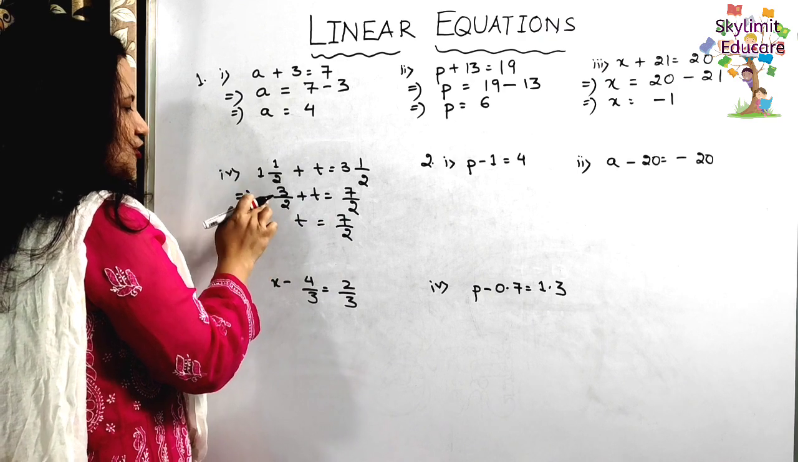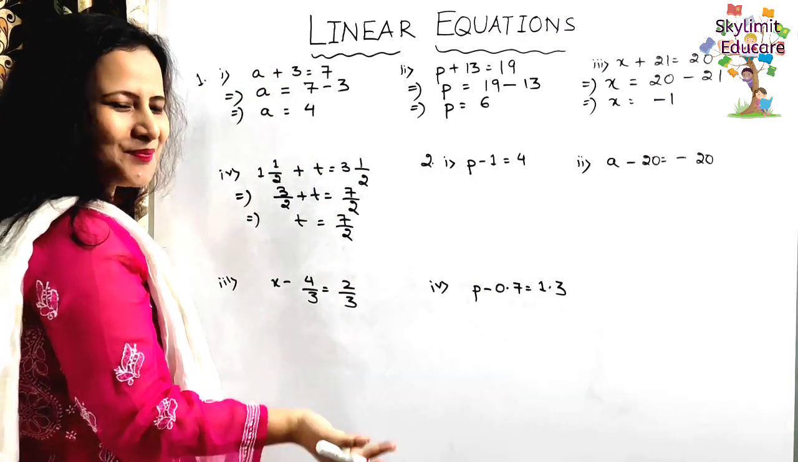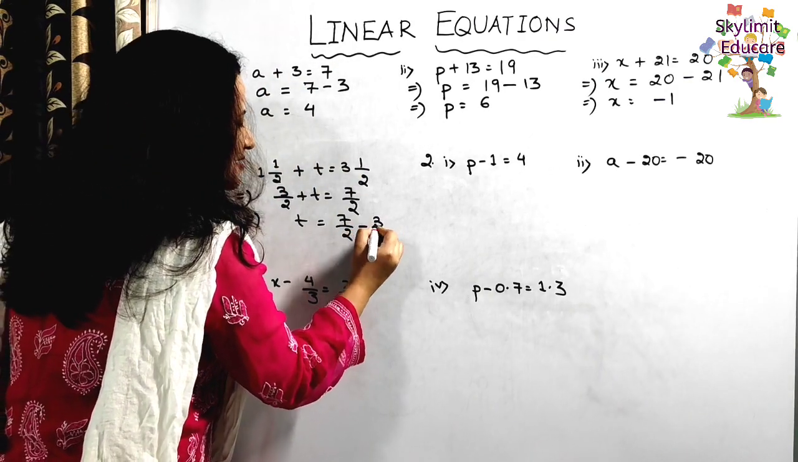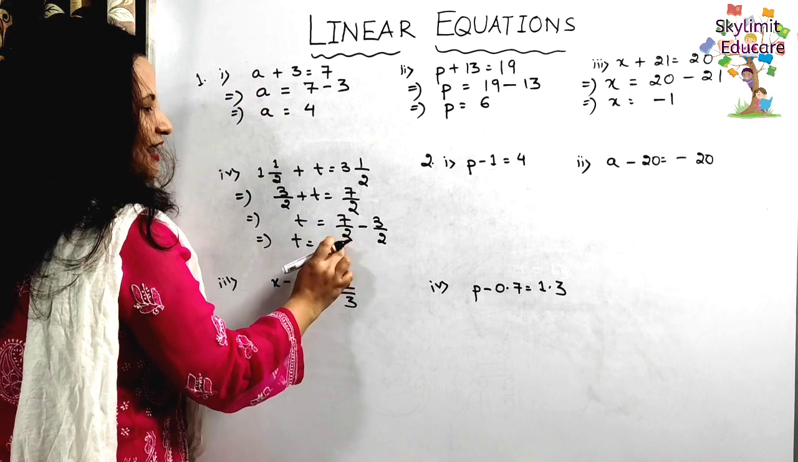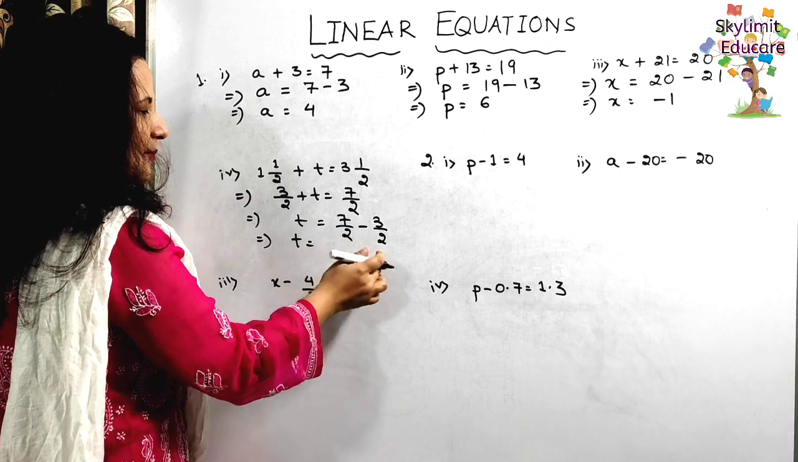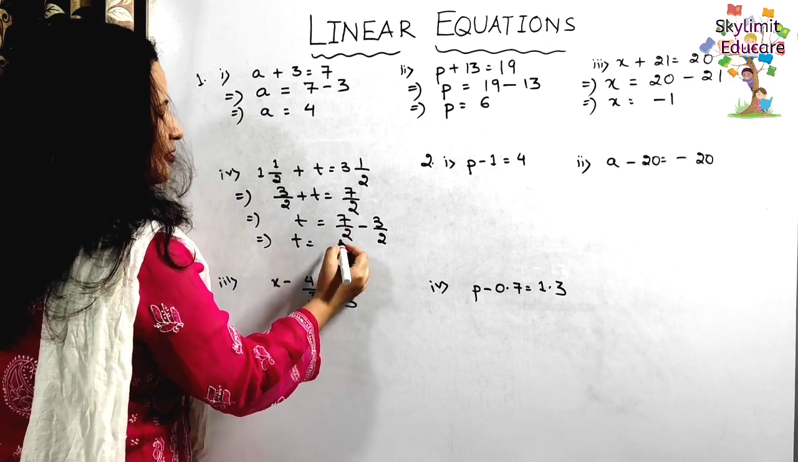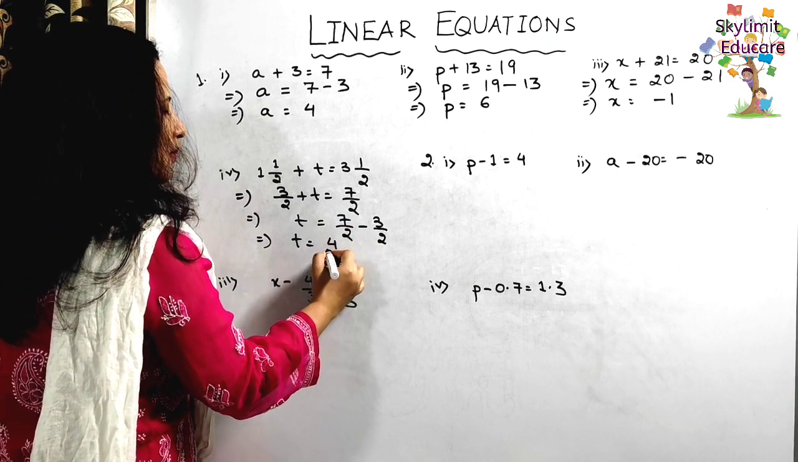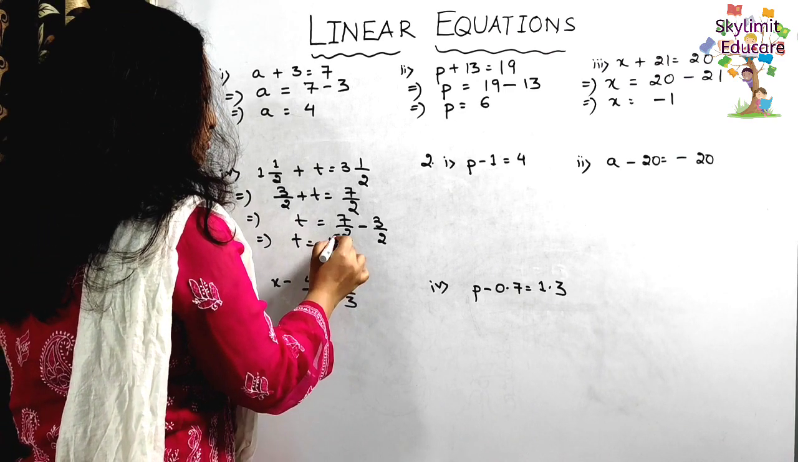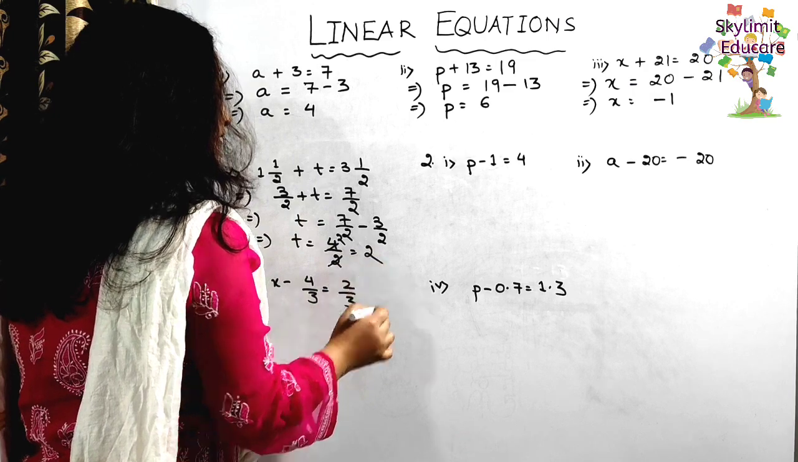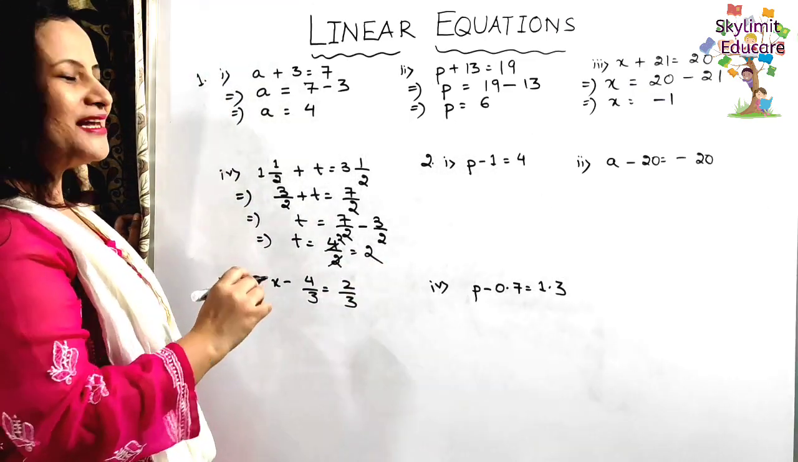Now what I will do? I will shift this 3 by 2 to the right hand side. Okay. So it becomes what? Minus 3 by 2. Now I can easily subtract. These two are like fractions only. The denominator is same. Yes or no? So 7 minus 3 will be how much? 4 by 2. 4 upon 2, right? So that is equal to 2. So what is the value of t we have got? The value of t is 2.